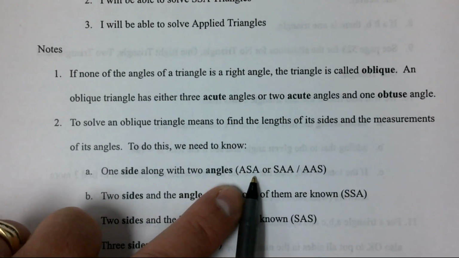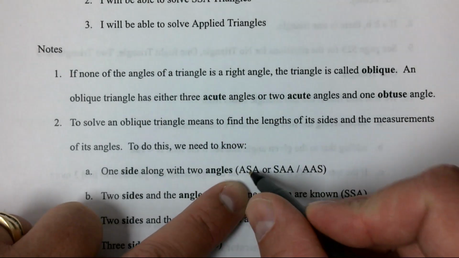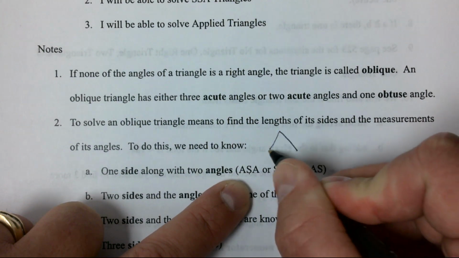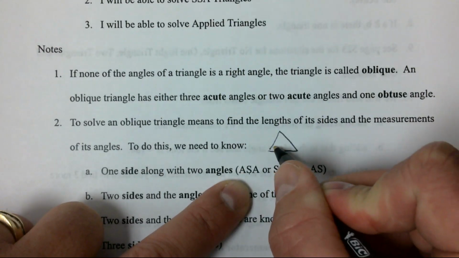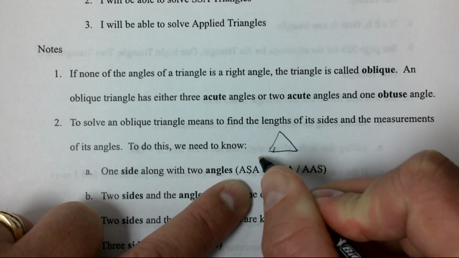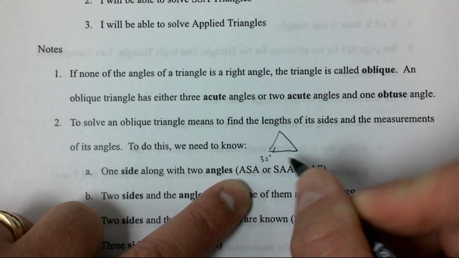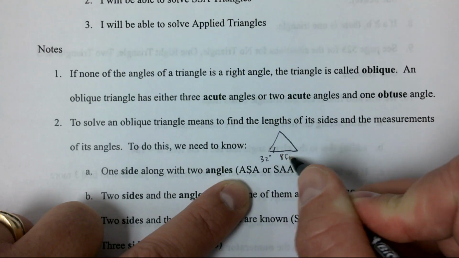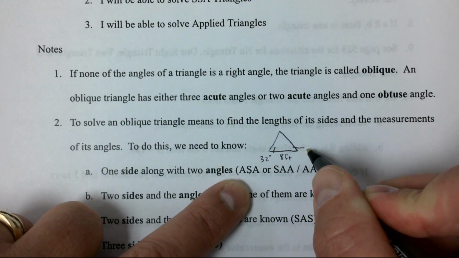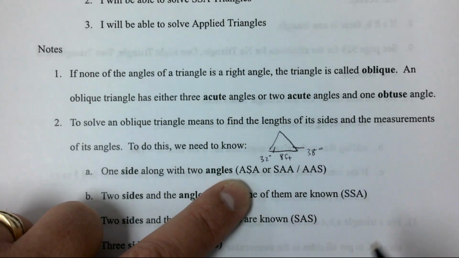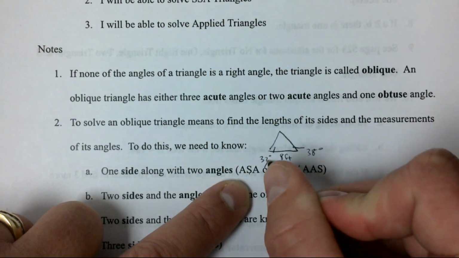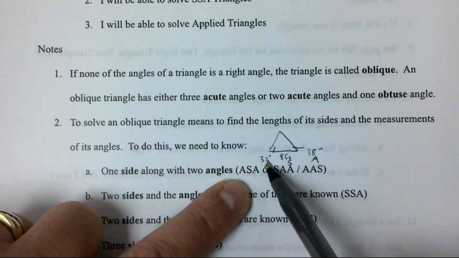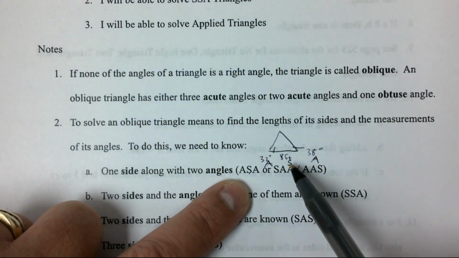So for example, for the ASA case, let's just make a little acute triangle. And let's just make up an example where I know this is like 32 degrees. I know this side length is like 8 feet. And I know this one is like 38 degrees. So that's what we call ASA. Just as a random example, we know the side that's between two angles.